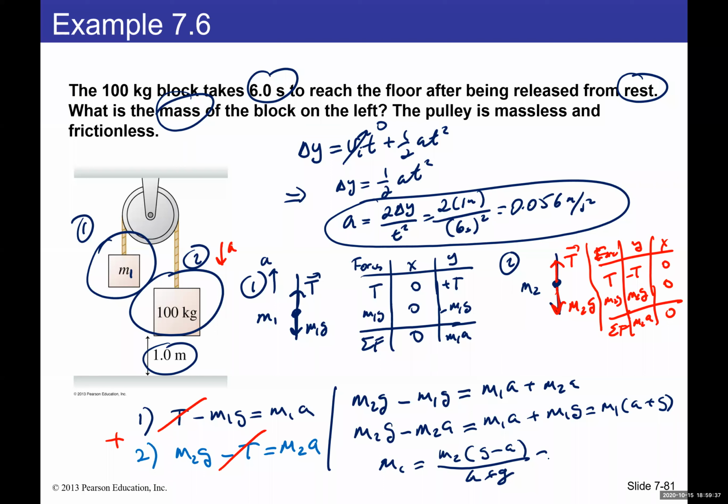If we do that, then I should get roughly 98.9 kilograms, so something like that, about 99. That means the difference between them is very small, right? One is 100, the other one is almost 99. So that's why it takes 6 seconds to cover 1 meter distance, which is quite slow. But this is how we would get that.